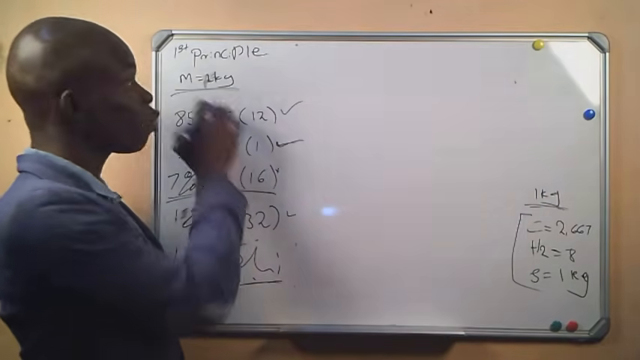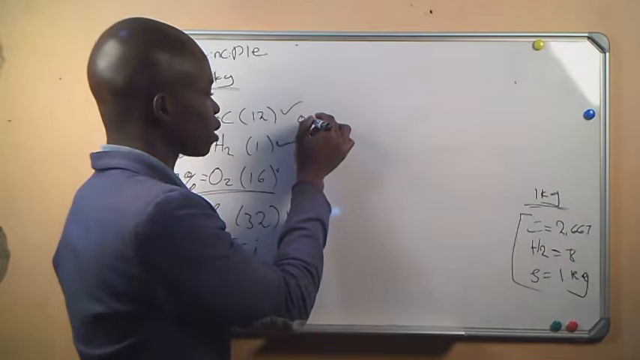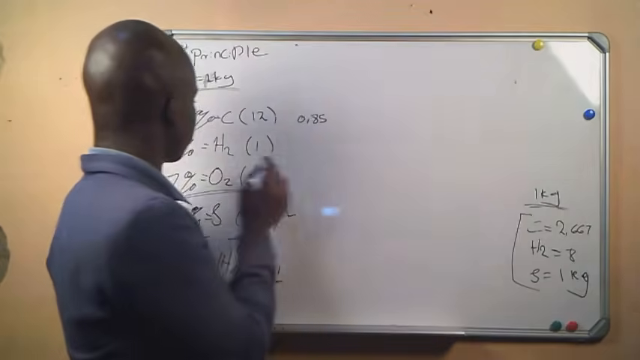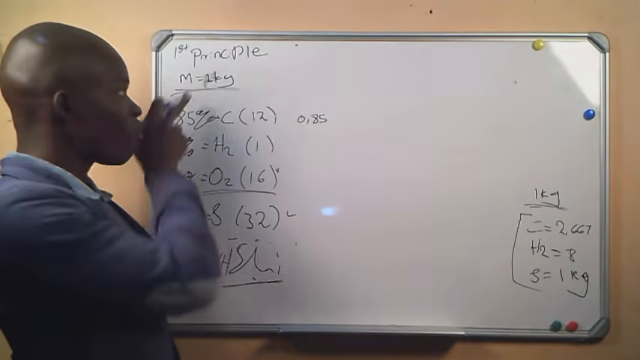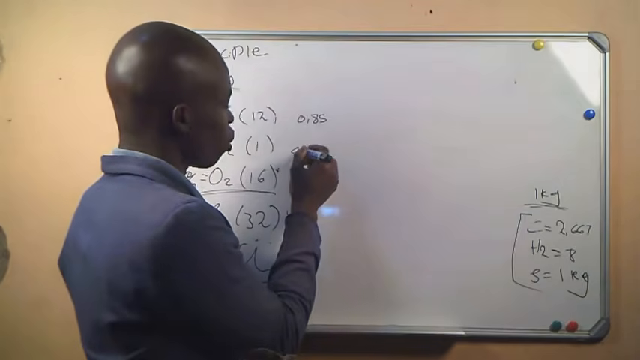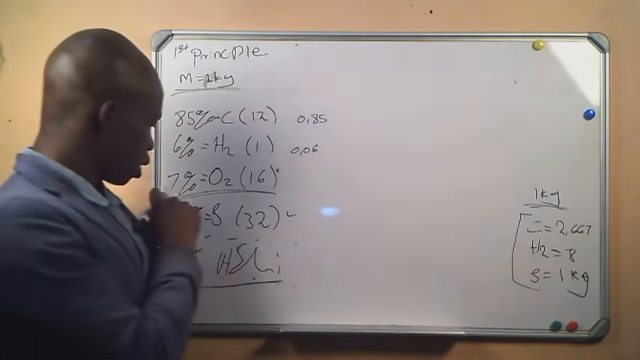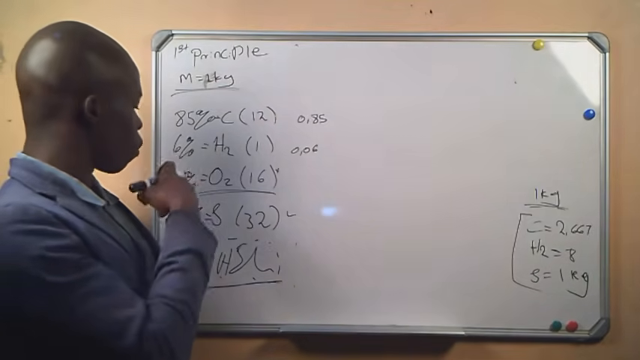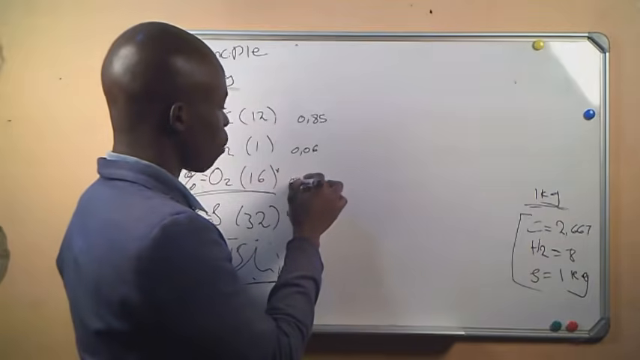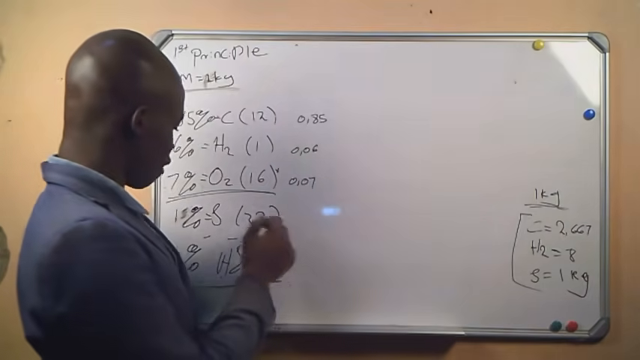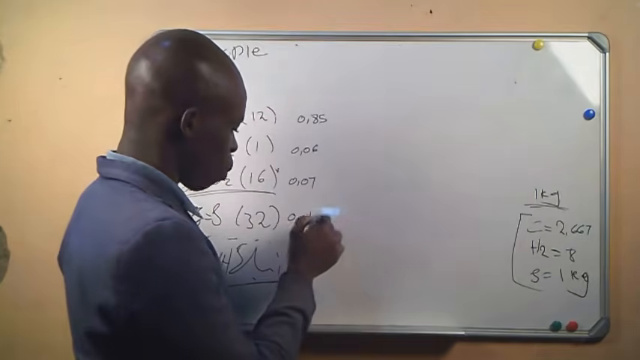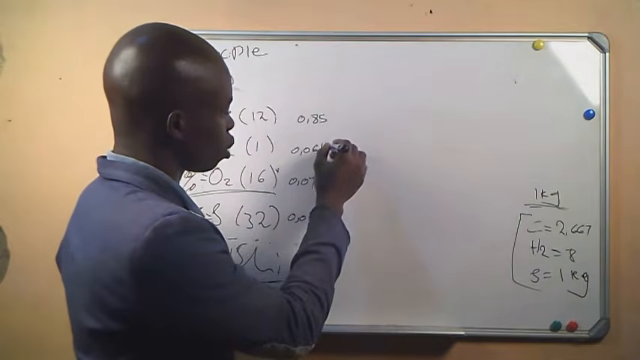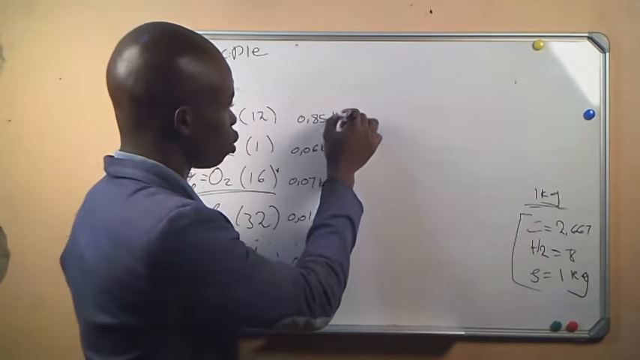85% of carbon in 1 kg is equals to 0.85. 6% of 1 kg is equals to 0.06. And then 7% of 1 kg is equals to 0.07. And then with sulfur, it's 1%, 0.01. With ash, it's also 1%, 0.01 kg.